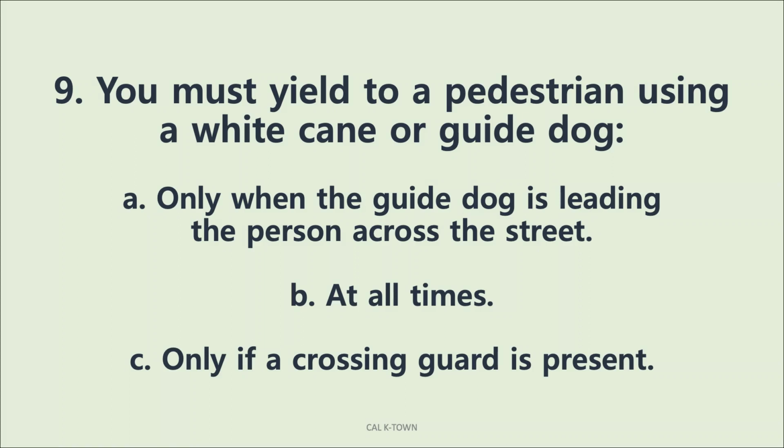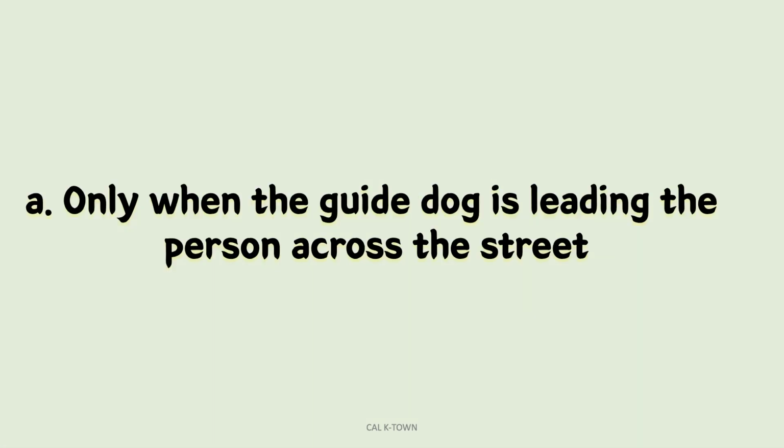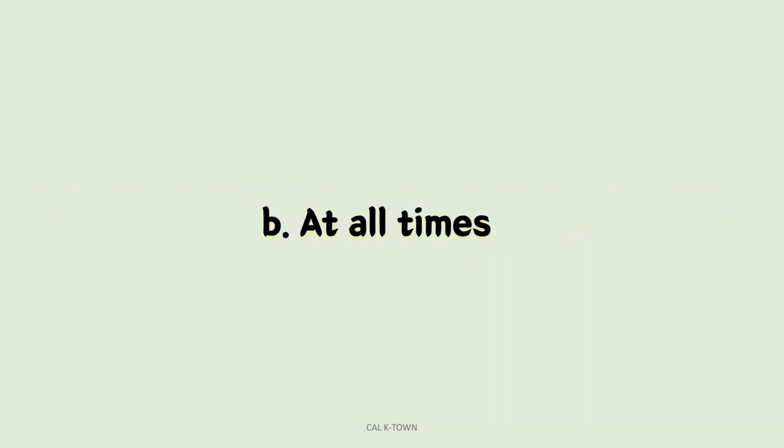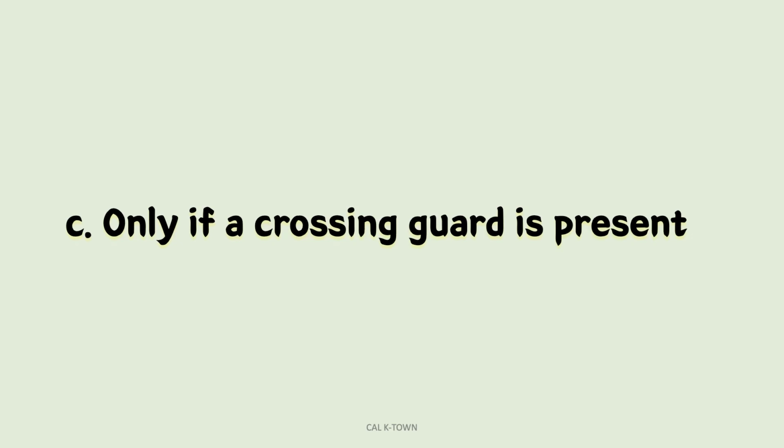9. You must yield to a pedestrian using a white cane or guide dog: A. Only when the guide dog is leading the person across the street. B. At all times. C. Only if a crossing guard is present.